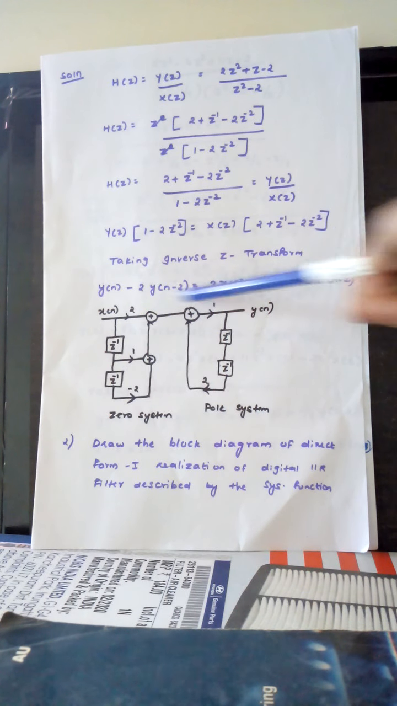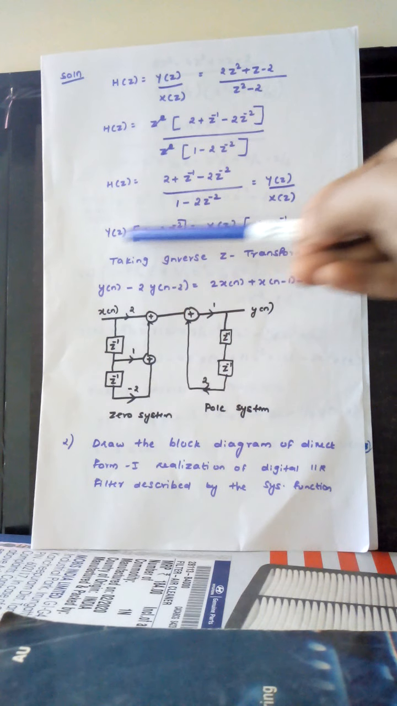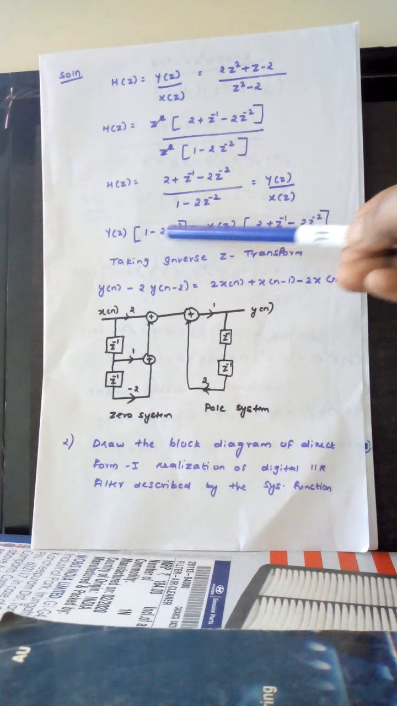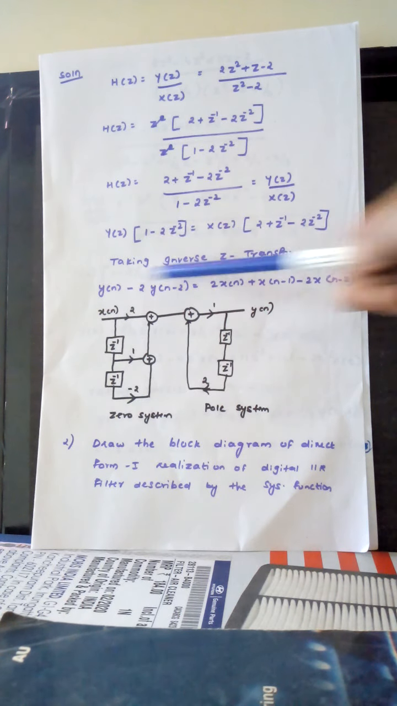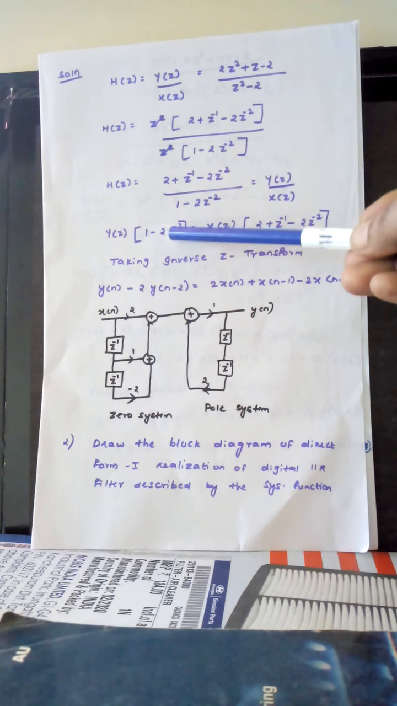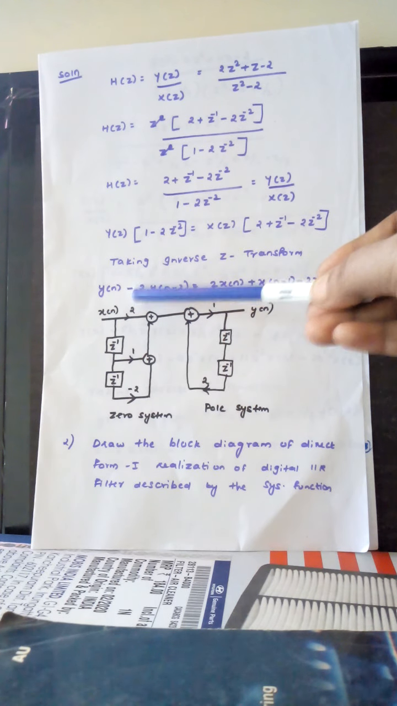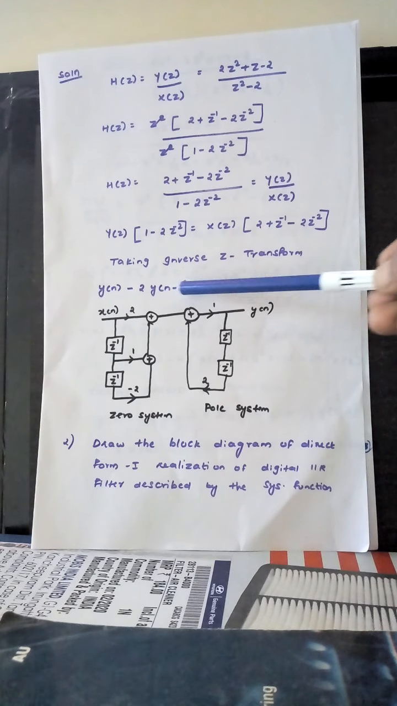If we take the inverse z transform, we get the difference equation. Multiplying here, we get y of z, and the second term gives minus 2 into z to the power of minus 2 into y of z. Taking the inverse z transform, y of z becomes y of n. The next term is minus 2 into z to the power of minus 2 into y of z. The 2 comes as it is, and z to the power of minus 2 into y of z we can write as y of n minus 2.